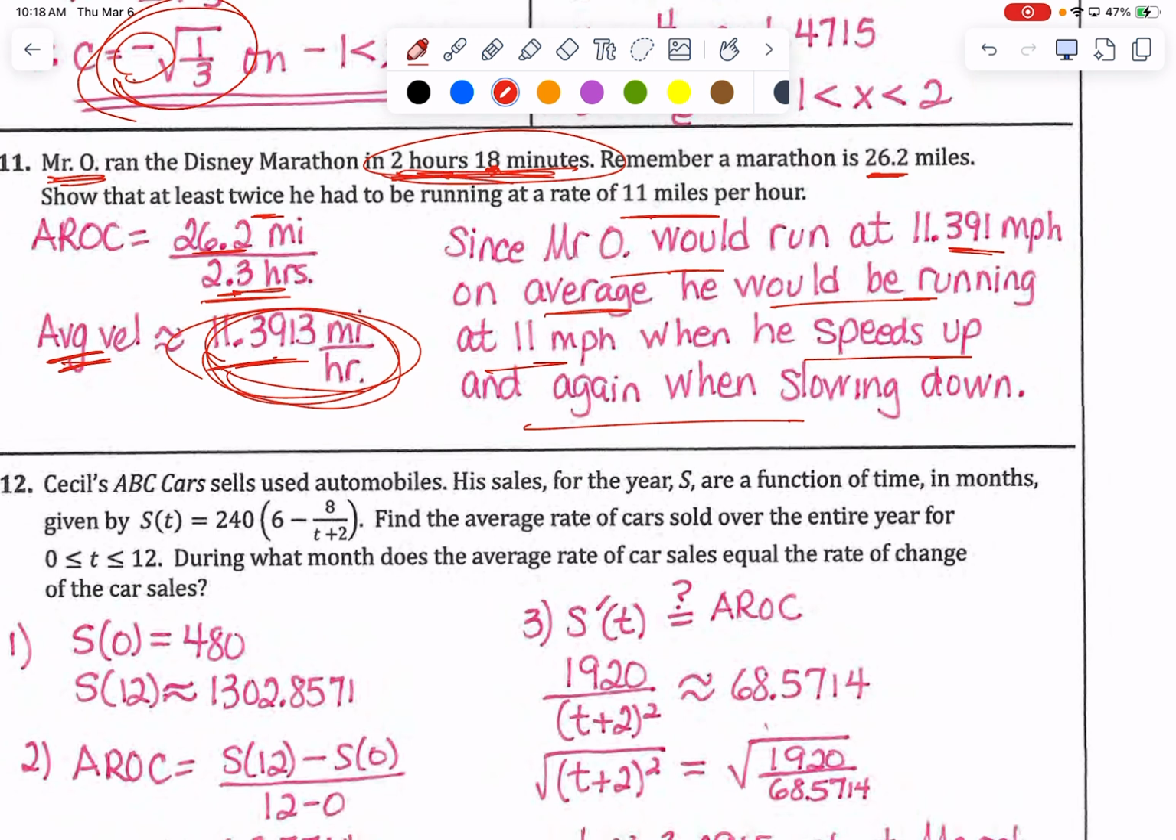Actually, you could prove this one with IVT, saying that if you average 11.3, you would have had to go faster than 11.3 and slower than 11.3. Therefore, you had to go through 11.3. It's a little harder to explain with IVT because I don't have the equation to show that it went faster than that, because IVT requires you to show that it's bigger and smaller. So MVT is a little bit easier to use here.